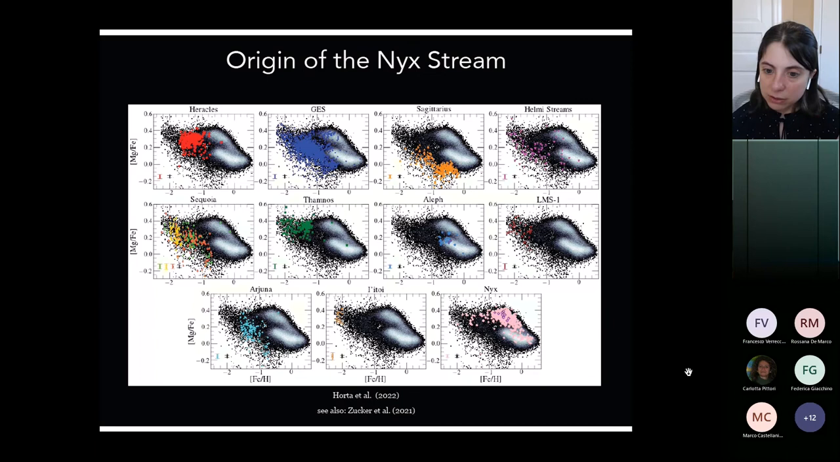From this initial work, it does seem like Nix might be coming from the high alpha stellar disk, but it has a very significant tail that goes down to low metallicities. Painting a picture that makes these results consistent with the unusual kinematics of Nix, I think still requires some more work to understand more fully. Next slide.